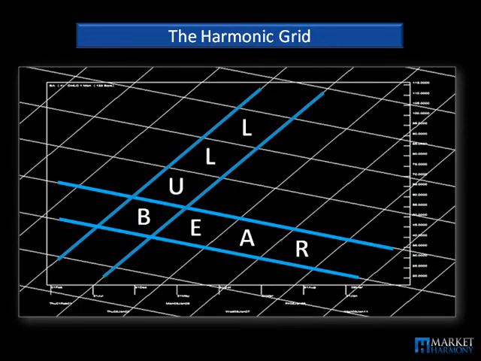Market Harmony has been developing our proprietary system, the Harmonic Grid, since 1995. This grid consists of two sets of parallel lines and can be viewed as a series of upward and downward sloping channels. We call the upward sloping channel the bull channel and the downward sloping channel the bear channel.